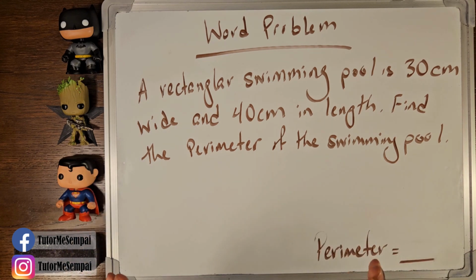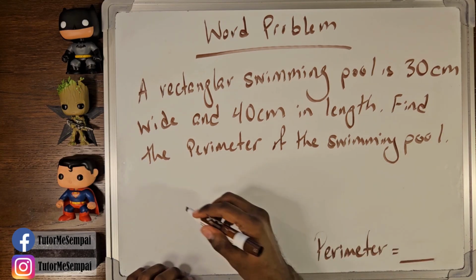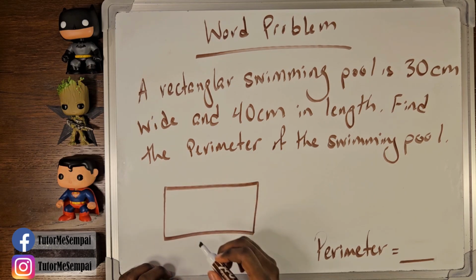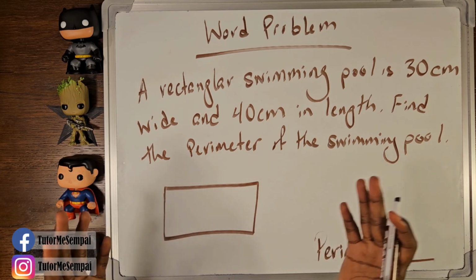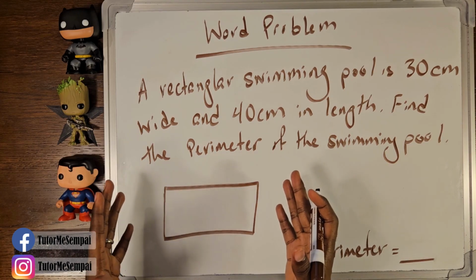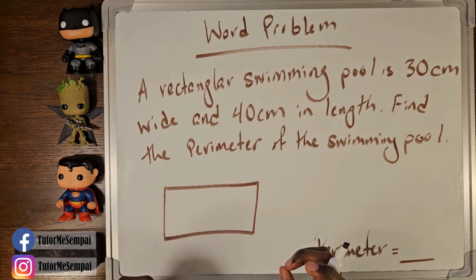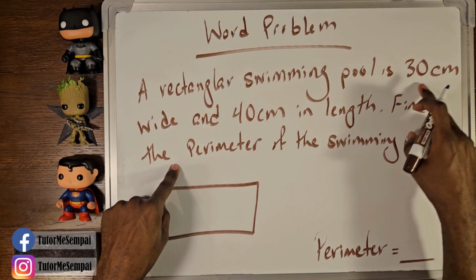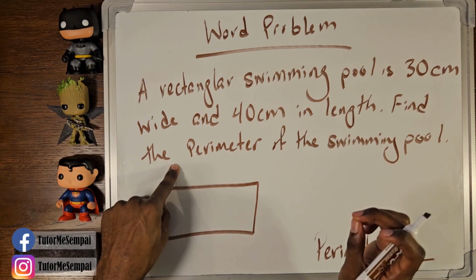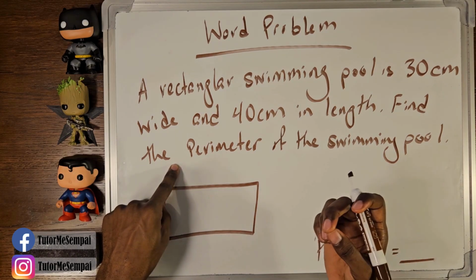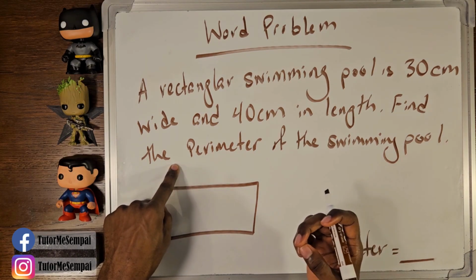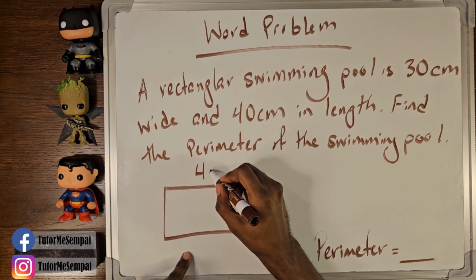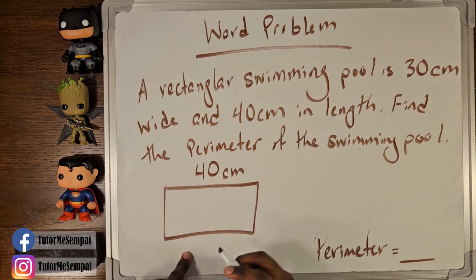So we have a rectangular swimming pool. Now let's just say our swimming pool probably looks something like this. It doesn't have to be exact. Obviously, just make a rectangle and you'll be fine. But we need to know that we have a 30 centimeter wide and 40 centimeter long swimming pool here. So the longer side should technically have the bigger number. So this side that we drew was longer, so let's say that's going to be our 40 centimeters.